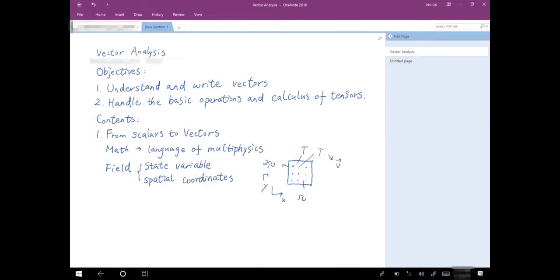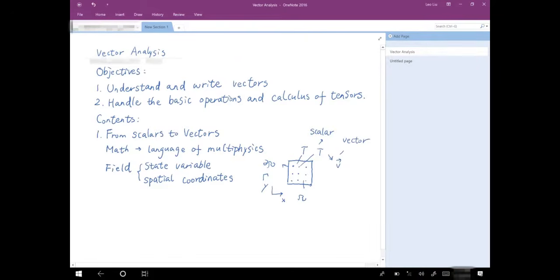So what we just did is that t here is a scalar. Make sure you know how to write it and how to pronounce it. It's S-C-A-L-A-R, a scalar. And v here is a vector.